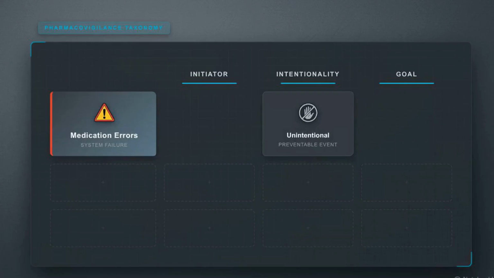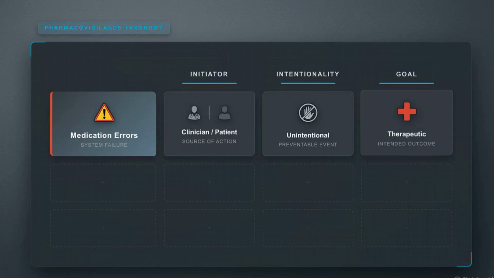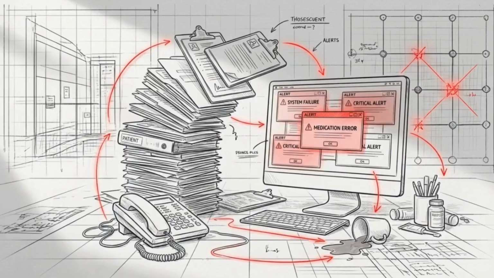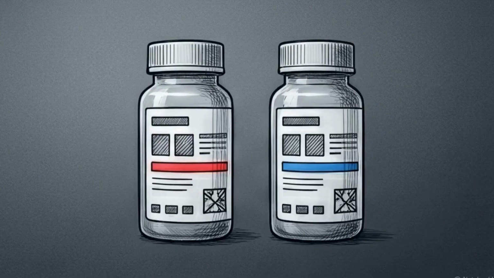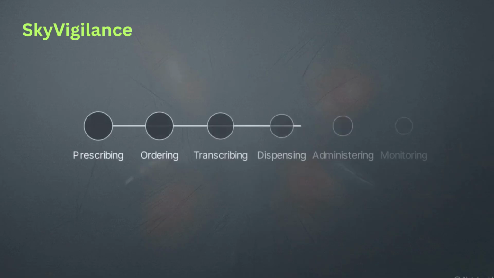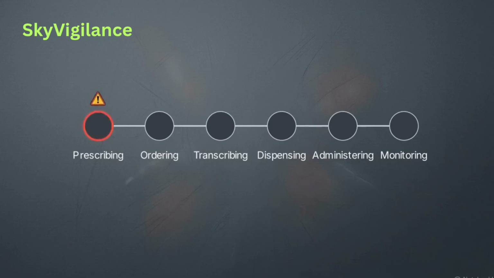We can map out non-standard use by building a matrix around 3 variables: initiator, intentionality, and goal. The first category is medication errors. These unintentional deviations are initiated by a clinician or patient in pursuit of a therapeutic goal. These errors do not arise from the inherent pharmacological risks of the drug itself. They are preventable system failures. System failures typically occur at 6 nodes: prescribing, ordering, transcribing, dispensing, administering, and monitoring.